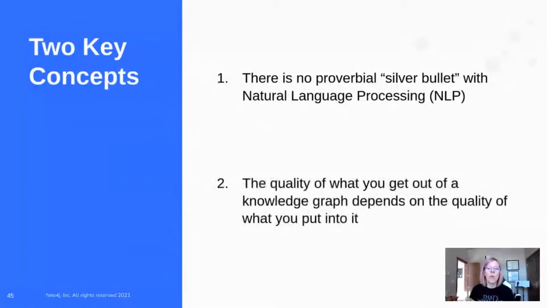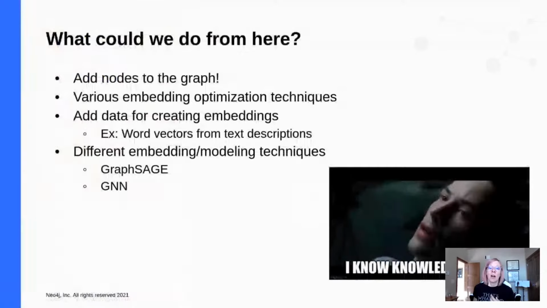The next one: the quality of what you get out of the graph depends on the quality of what you put into it. That's the case where we don't have a lot of nodes. Our relationship labels aren't great, particularly in that method 1 approach. So it takes time to really properly develop this.